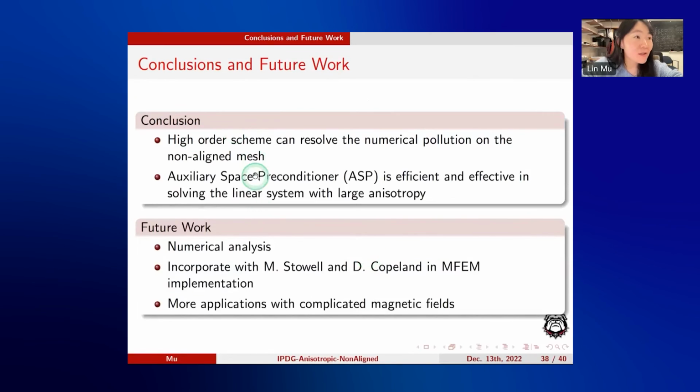Okay, so as the conclusion, we are using a high order scheme to resolve the numerical pollution on the non-aligned mesh. The auxiliary space preconditioner is employed to solve the corresponding linear system when we have large anisotropy, a very fine mesh, or very high order in the scheme. As future work, as you can see, the numerical analysis is lacking in this talk. We will leave the numerical analysis and the rigorous theoretical proof for future work.